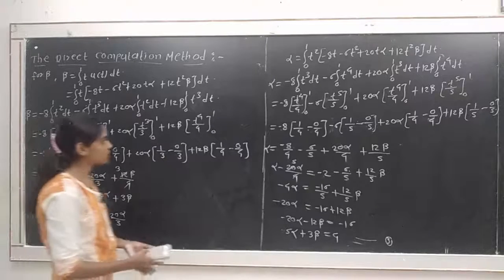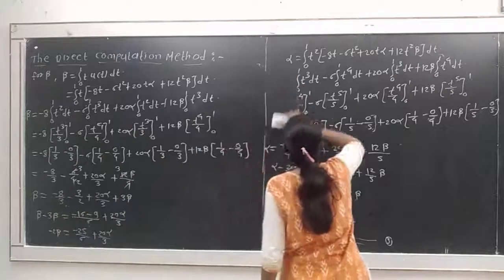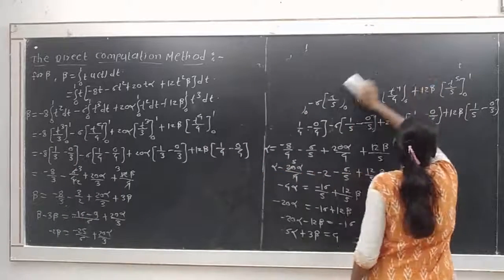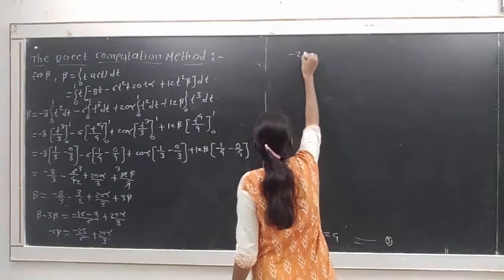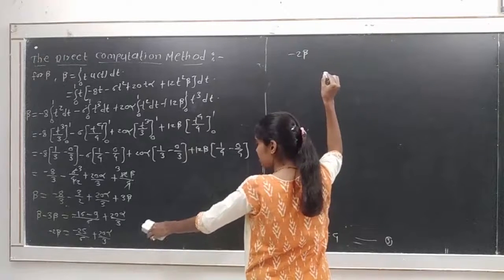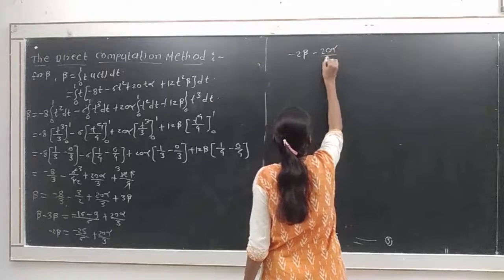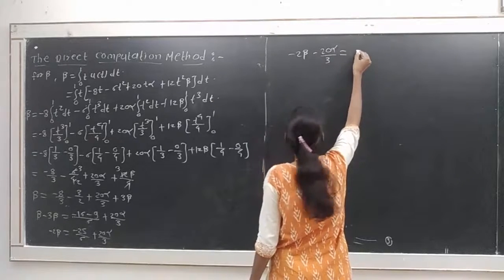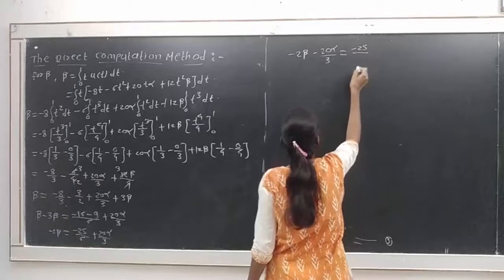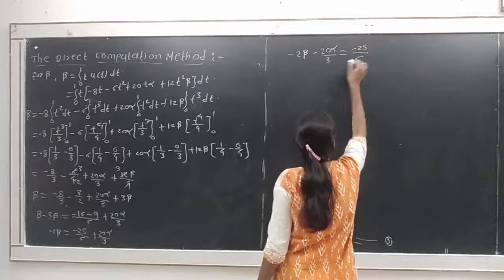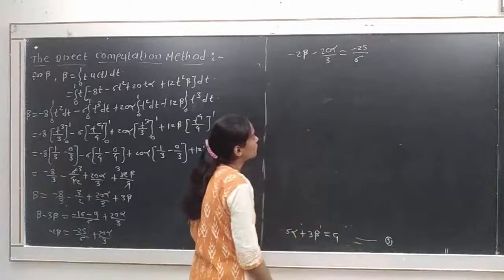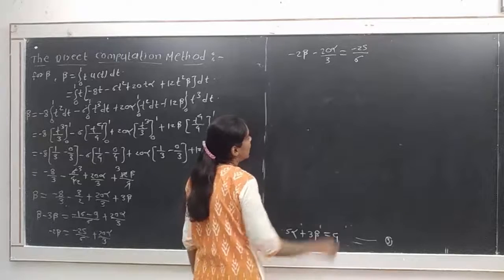Okay, then we simplify this equation. 2 beta will be as it is. We shift this 20 alpha by 3 to this side, it becomes minus 20 alpha divided by 3 is equal to minus 25 divided by 6. We multiply throughout by minus 6.